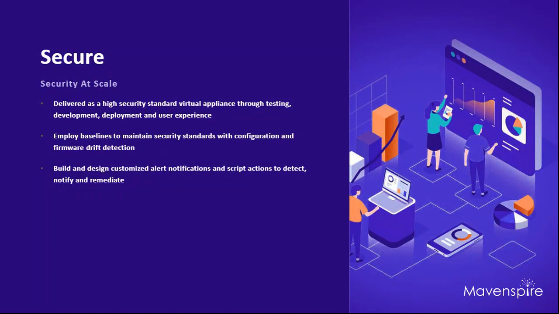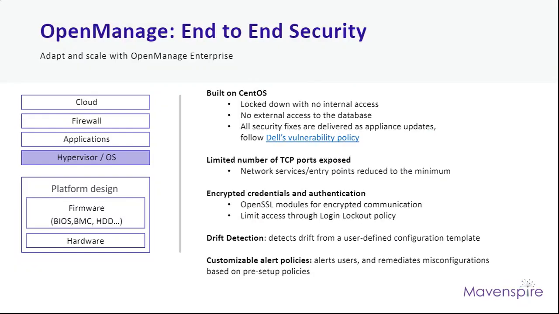Security. OpenManage Enterprise is truly an end-to-end security device that is delivered using industry standards and best practices. It delivers security at scale. It uses best practice guidelines to deploy within your hypervisor, and it is built on CentOS, which is, as everyone knows, the community version of Red Hat.